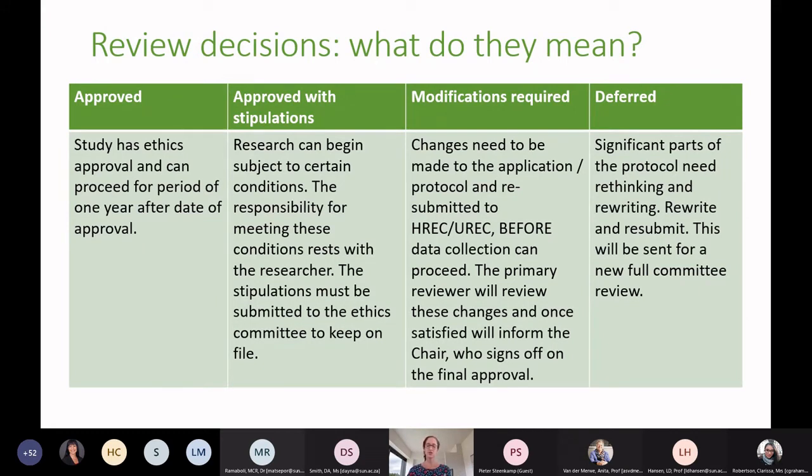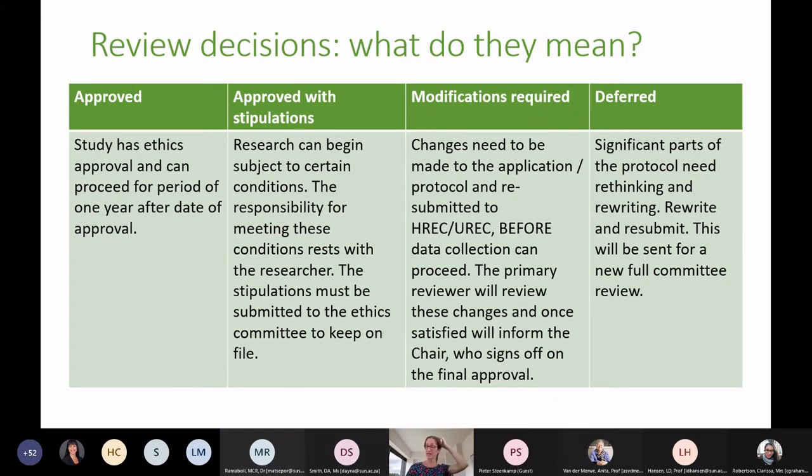Approved with stipulations means that you can start your study, but there are stipulations that still need to be done, small minor things that the ethics committee is happy for you to do with your supervisor. They don't need to see it again.